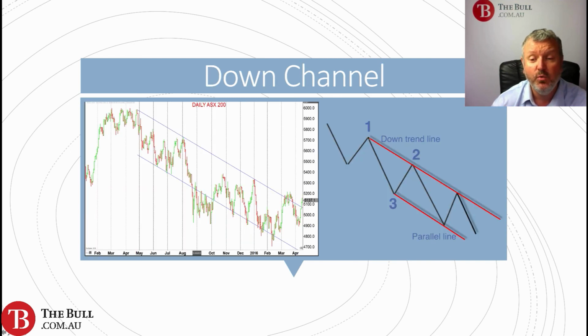In a down channel, we draw the trend line on the graphic here between points 1 and 2, and then a parallel line off the next reaction low here off of 3. And here we see the daily ASX 200 chart, the trend line drawn off of here and here, and the parallel off the low here. You can see the market respecting it here and here, but then breaking down and accelerating below that channel as we move through this phase here.